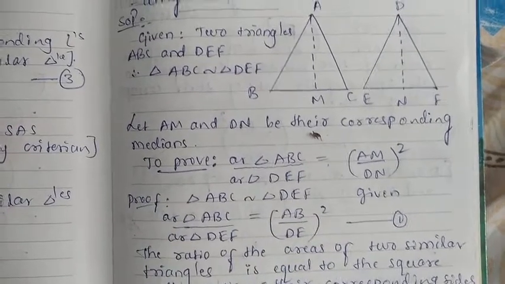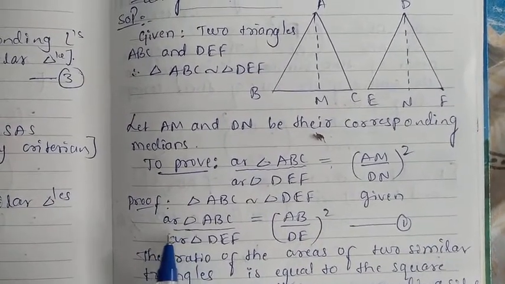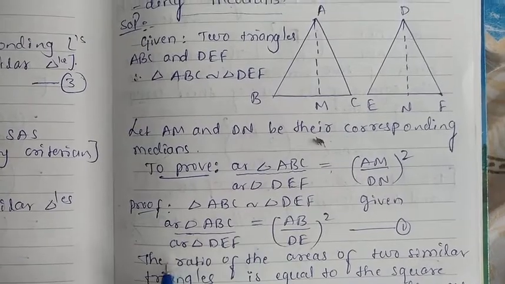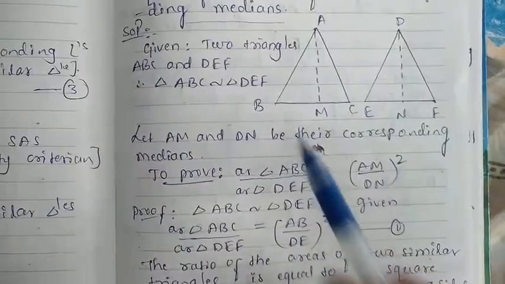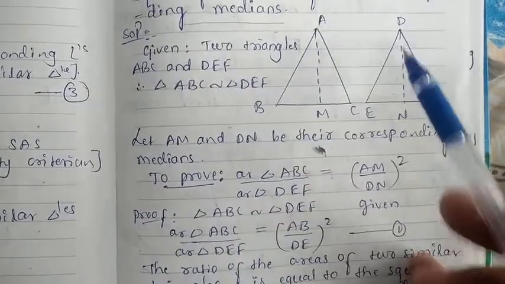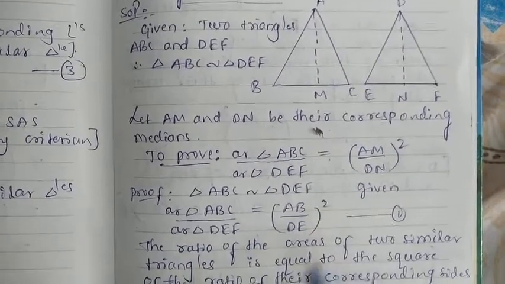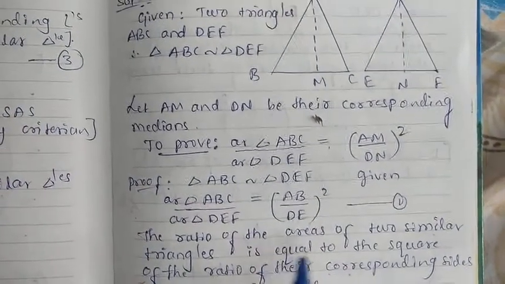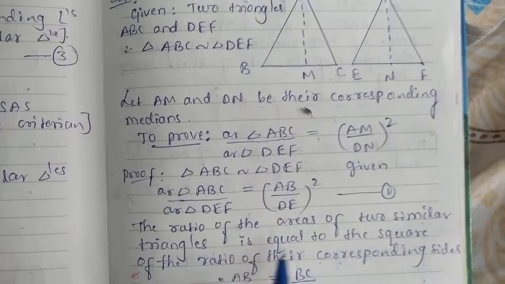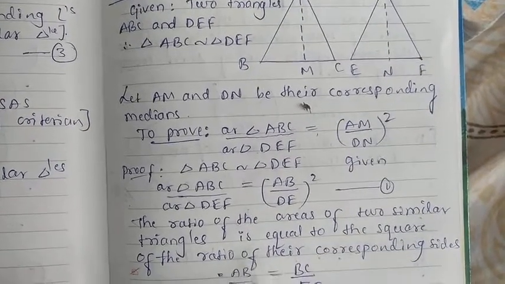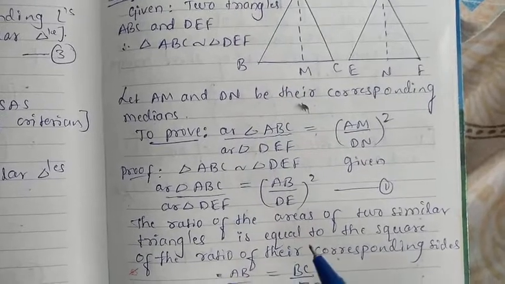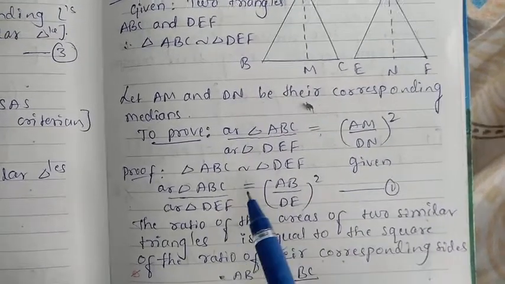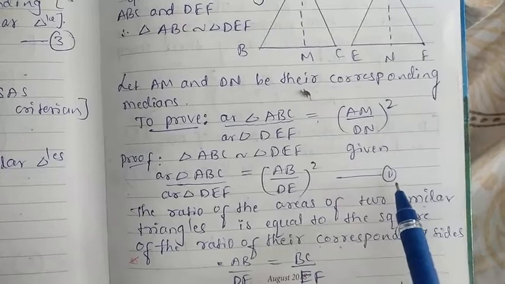Since the two triangles are similar, we can write area of triangle ABC divided by area of triangle DEF is equal to (AB divided by DE) whole square, because the ratio of the areas of two similar triangles is equal to the square of the ratio of their corresponding sides. We have seen that theorem in the previous section. So according to that we can write it like this. Call this equation 1.